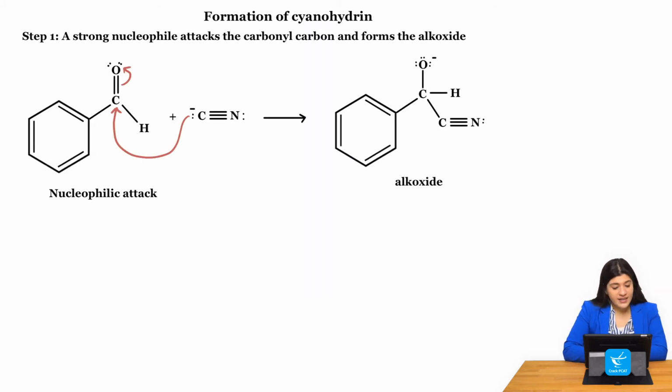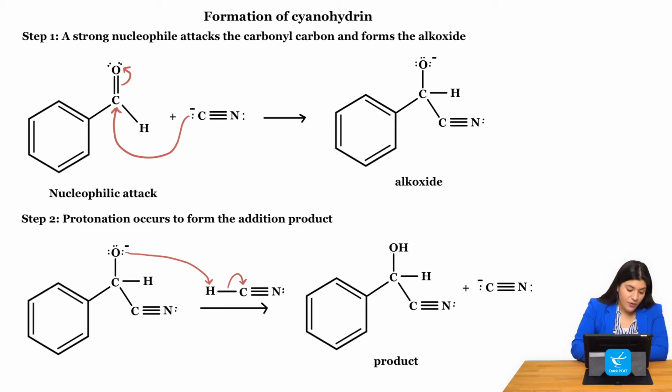Let's look at the overall mechanism. So step one is just our nucleophile. That strong nucleophile is going to attack that carbonyl carbon. These electrons then go onto oxygen to form our alkyl oxide. Next, we want to protonate to then form that alcohol group. So this is going to take place, protonation. So oxygen grabs that hydrogen. These electrons go into carbon. That's our byproduct. And we formed that cyanohydrin.